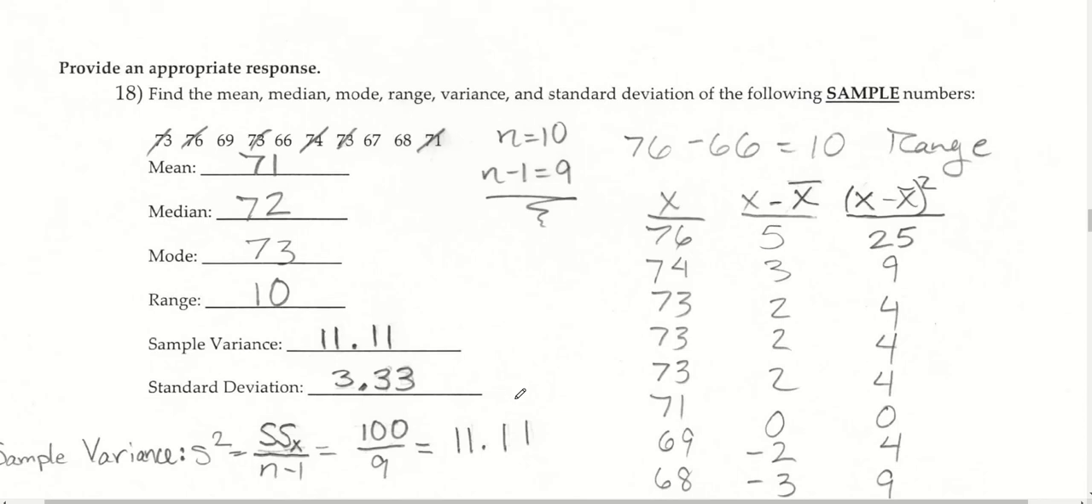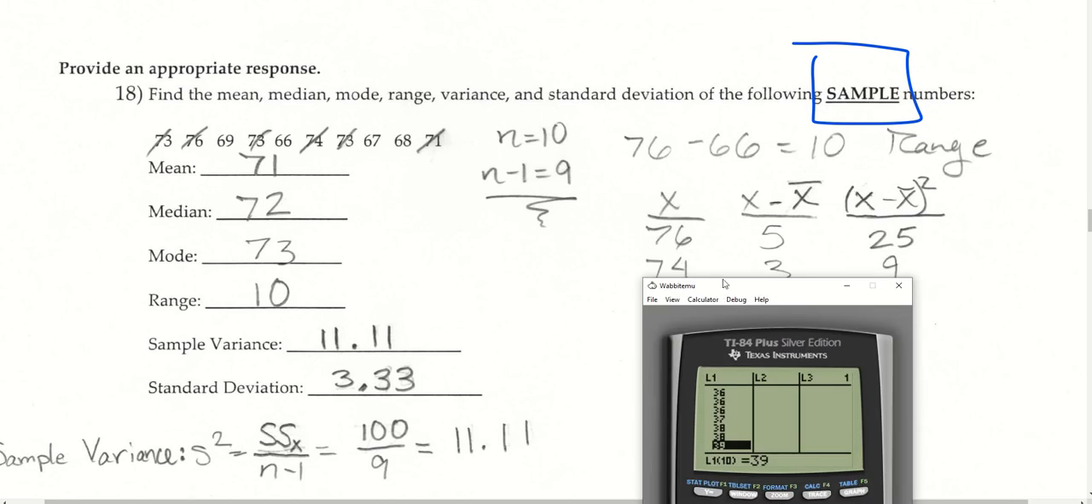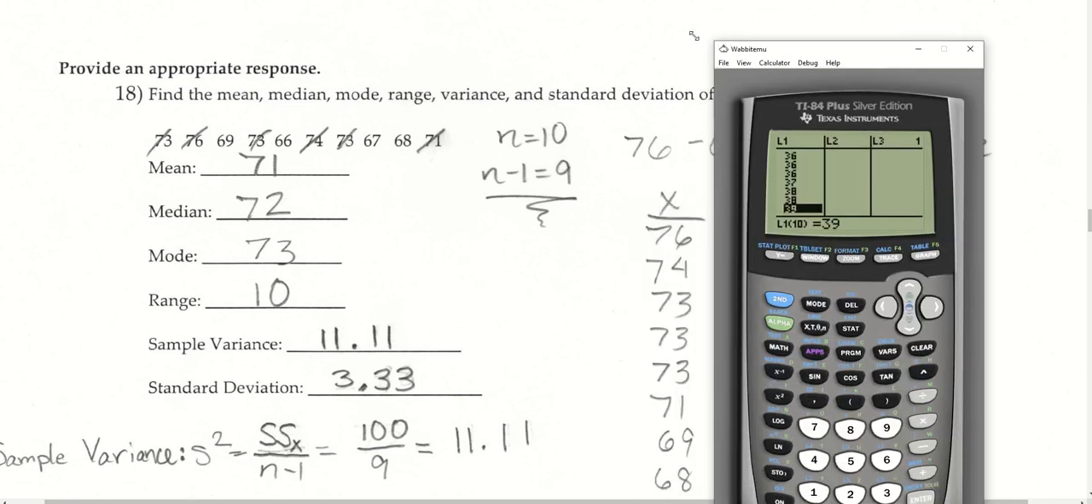In the next example, we're asked to find mean, median, mode, range, and variance from the sample data. Okay, this is very important. We have to pay attention here. This is sample data. We showed in the lecture how this can be done easily using the TI calculator.